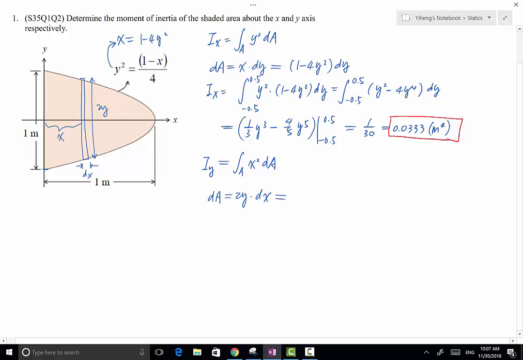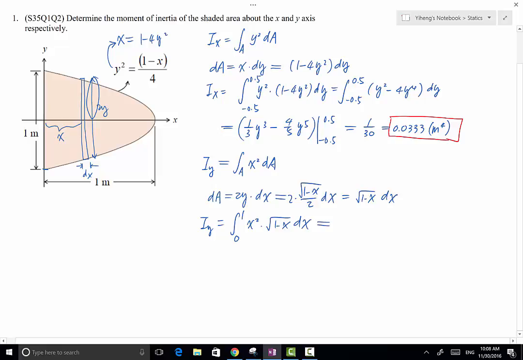and y equals the square root of (1 minus x) over 2. If we're only considering this part right here, that is a positive square root of (1 minus x) over 2 multiplied by another 2 dx. So this equals the square root of (1 minus x) dx. So that's dA. So now Iy equals the integration of x squared times the square root of (1 minus x) dx, integrated from 0 to 1 because x varies from 0 to 1 meter.